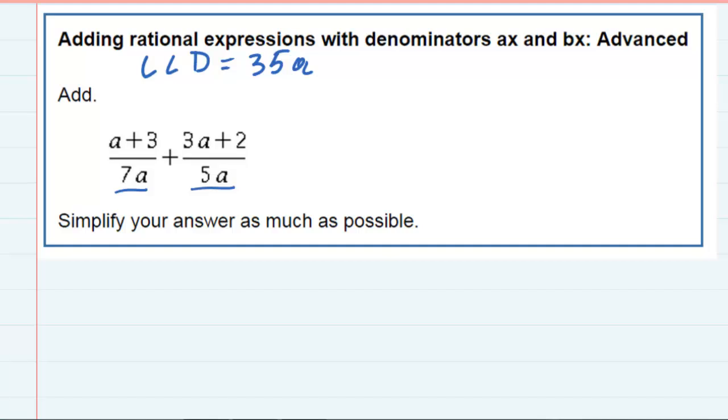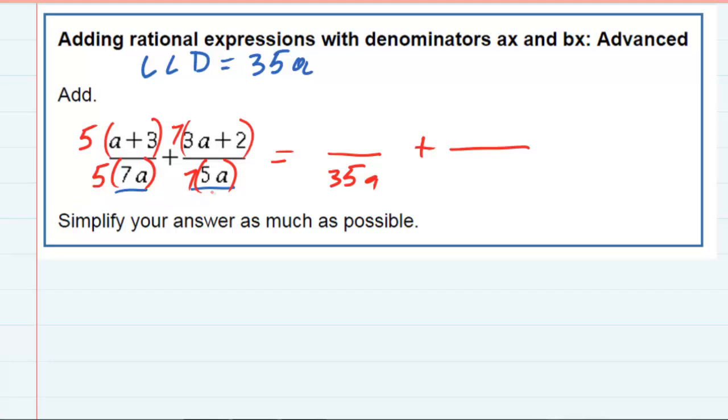For the first expression, in order to turn the 7a into a 35a, I need to multiply by 5. And if I multiply the bottom by 5, I have to also multiply the top by 5. And for the second expression, to turn the 5a into a 35a, I need to multiply by 7. But then I need to also multiply the top by 7. So each one of these denominators now, 5 times 7a gives me 35a, and the second one, 7 times 5a, gives me 35a.